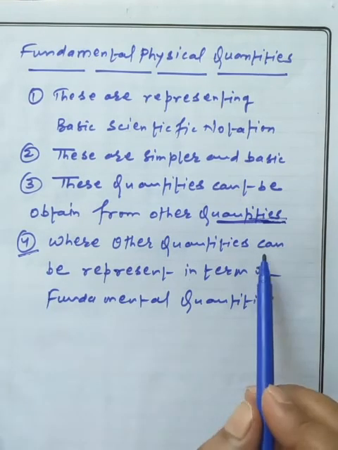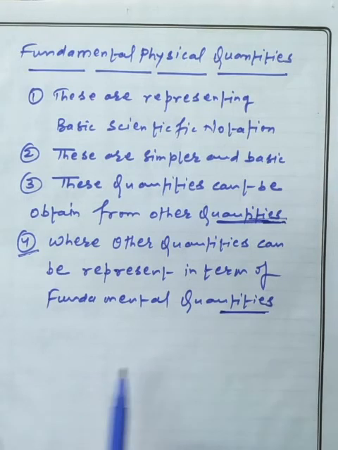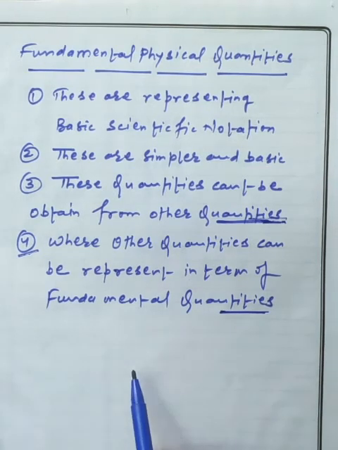The other quantities can be represented in terms of the fundamental quantities, so that's why we use fundamental physical quantities. They are very helpful for discovering other quantities. Some fundamental physical quantities are common to physics and chemistry. Now I am showing you the fundamental physical quantities in front of you.